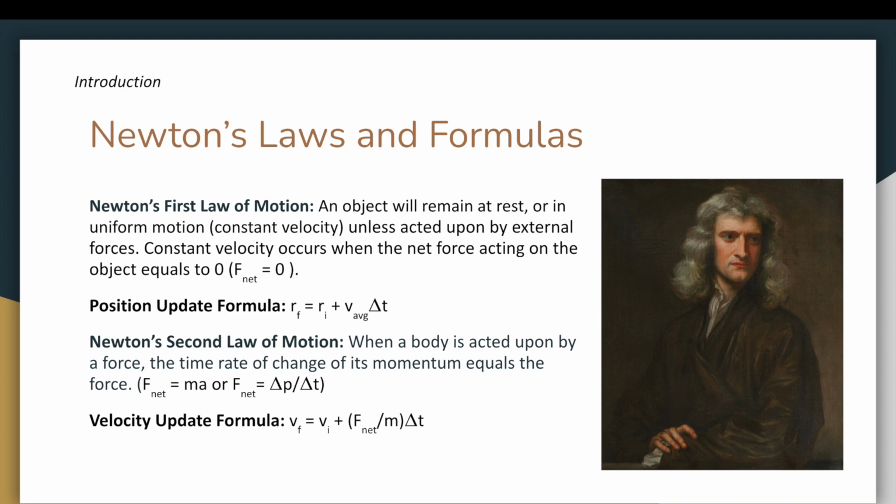Constant velocity occurs when the net force acting on the object equals zero, and it's shown in the formula. Position update formula can be shown as stated. Newton's second law of motion is when an object is acted upon by a force, the time rate of change of its momentum equals the force, or force equals mass times acceleration, or force equals change in momentum divided by the change in time. From that, we can derive the velocity update formula as stated.